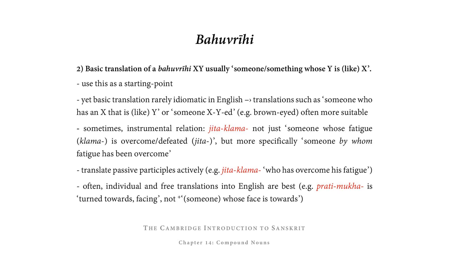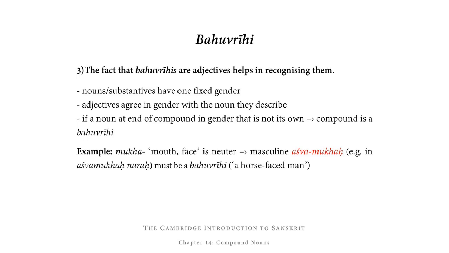Often you need to actually be even more individual and even more free in your translations of Bahuvrihis into English. An example of this would be pratimukha, which we looked at earlier, which is not towards-faced, or someone whose face is towards, or someone who has a face that is towards, but rather it's simply turned towards, or even simpler, facing. Thirdly and lastly, the fact that Bahuvrihis are adjectives helps, or at least may help, in recognizing them.